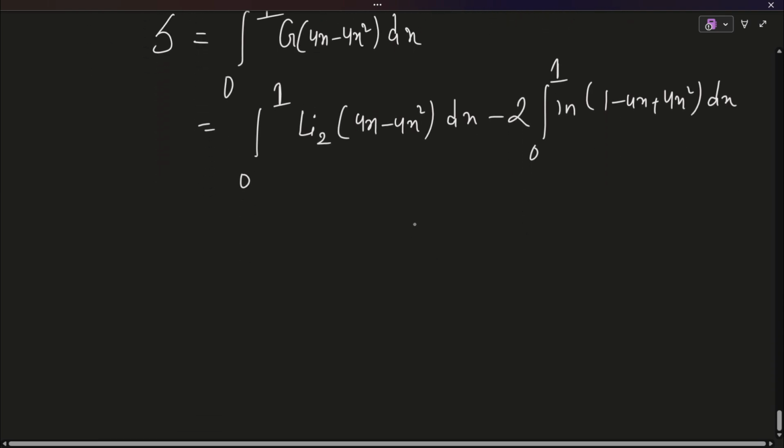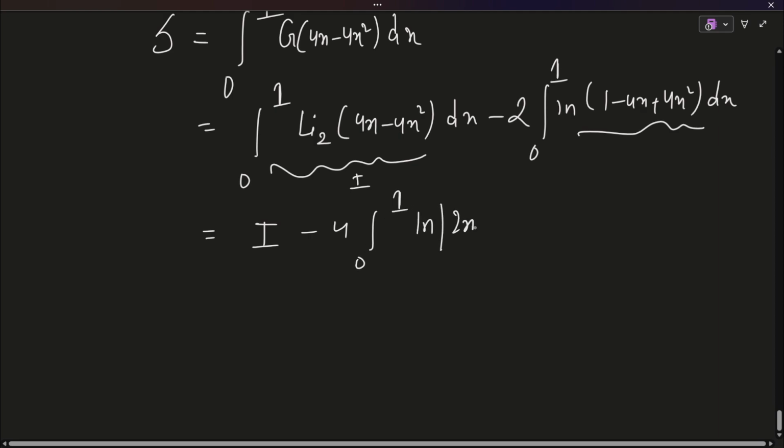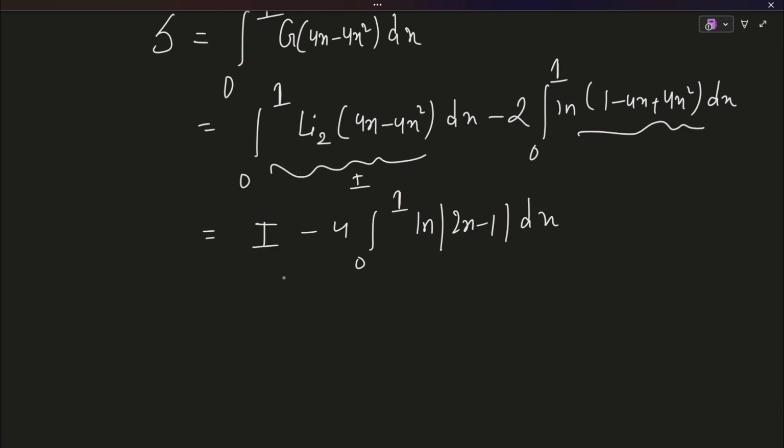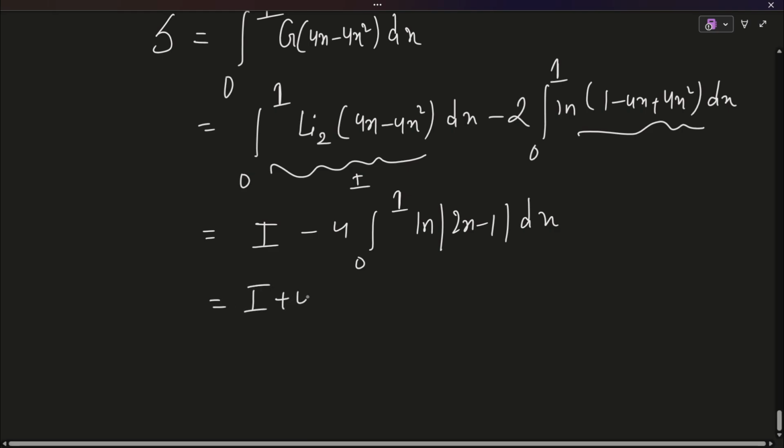That seems cool. Okay. So we will try and evaluate this separately. Let this be I. Now, this is an easier integral, so you can simply write the inside one as (2x − 1)² and then take the 2 outside. So you can write this as minus 4 times the integral 0 to 1 of ln of |2x − 1| dx, and then separate it into intervals like 0 to half and half to 1 and evaluate this. This should come out as minus 1. And what you should get is I plus 4 as this.